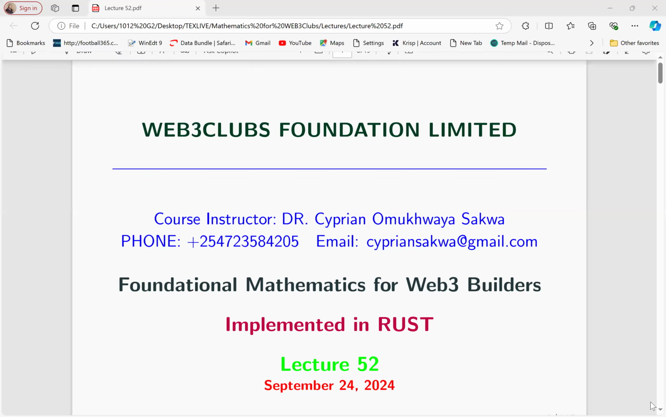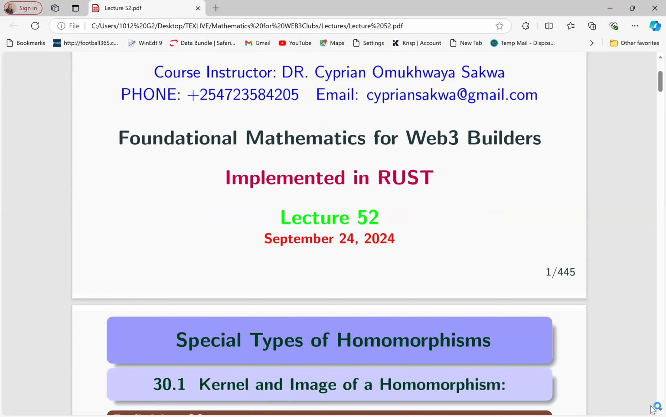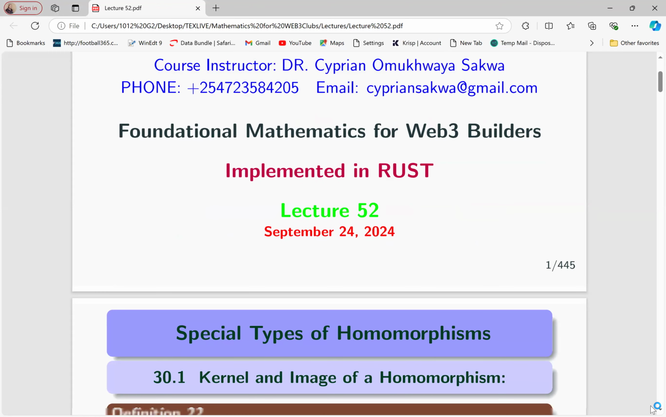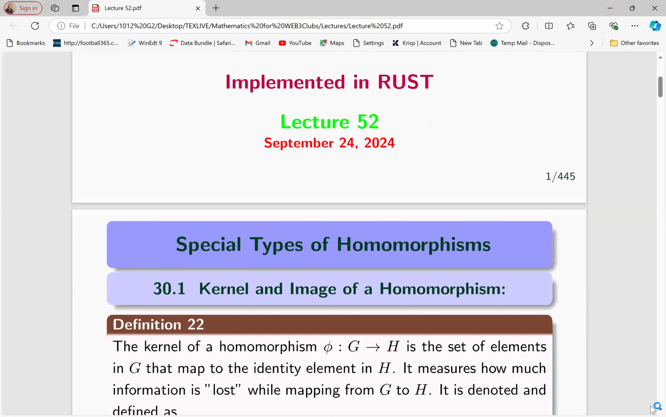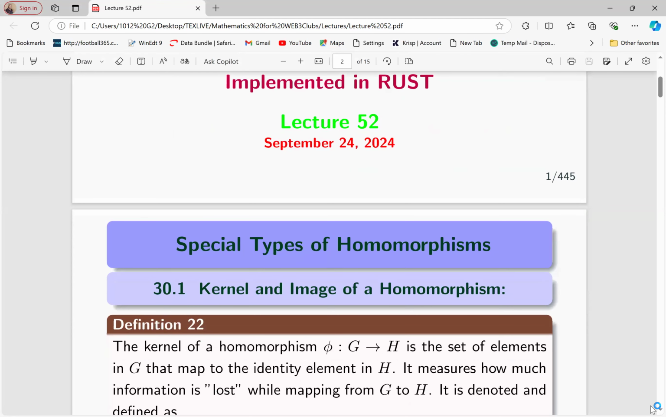I want to continue with the homomorphisms which we began yesterday. And today we want to look at types of homomorphisms. Of course, we look at only one or two. And then we may look at two others maybe on Thursday, and then we begin looking at rings.